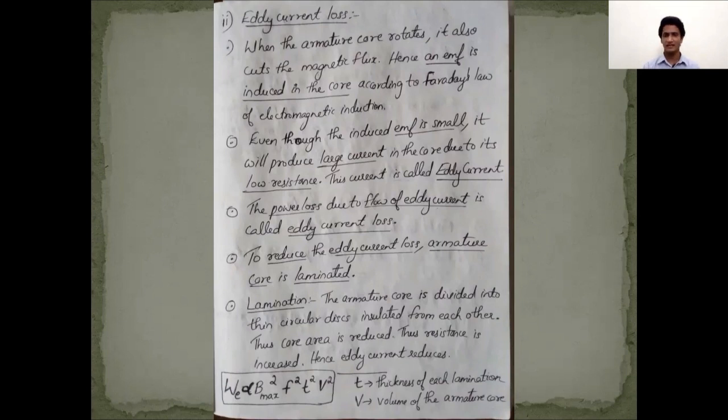Actually, we do not require this current because we want current to be induced in the armature winding only. So this current is a loss for us, and the heat developed by this eddy current will be considered as the loss of my machine, and the power loss due to the flow of eddy current is called eddy current loss. To reduce this eddy current loss, what we have to do? We have to increase the armature core resistance.